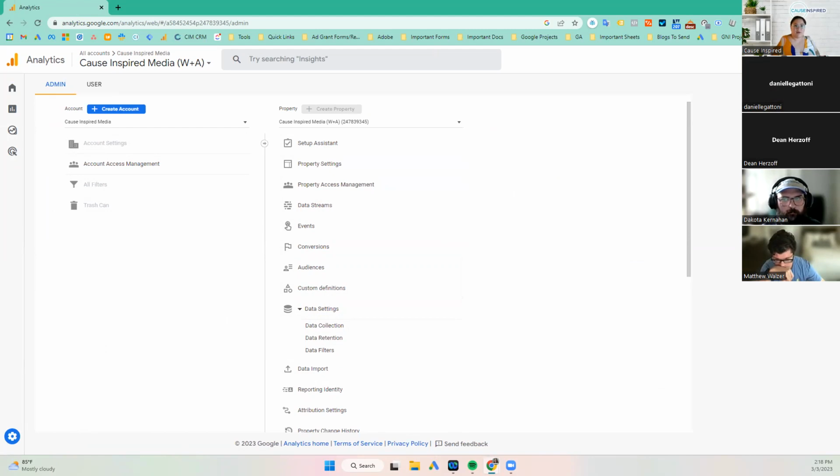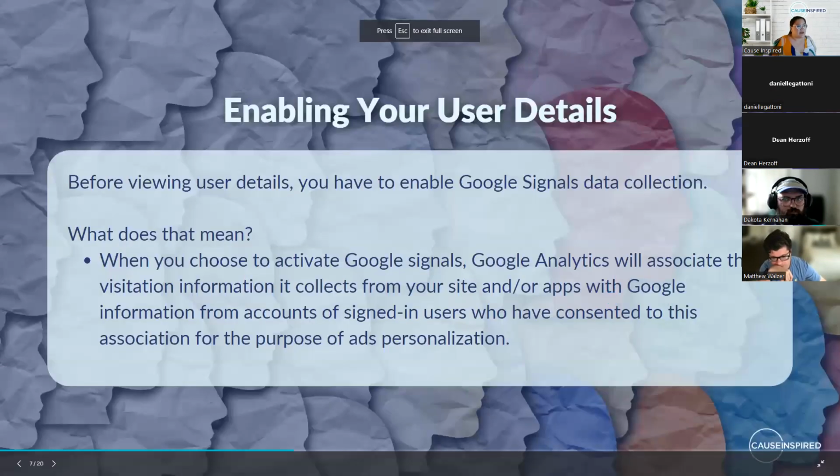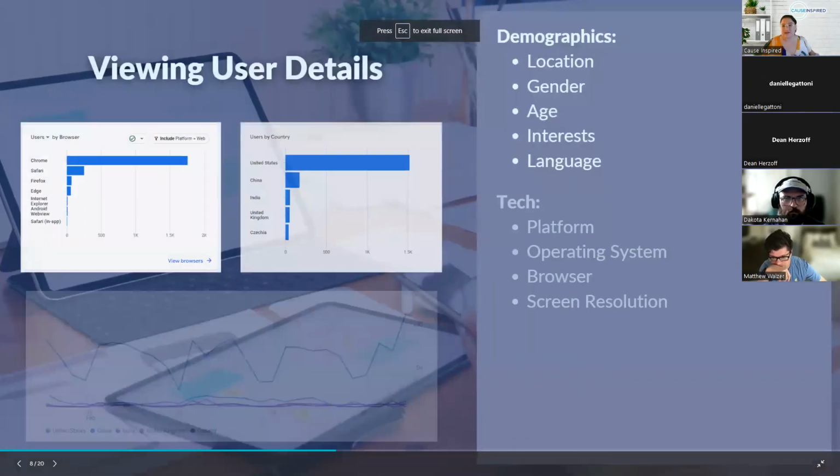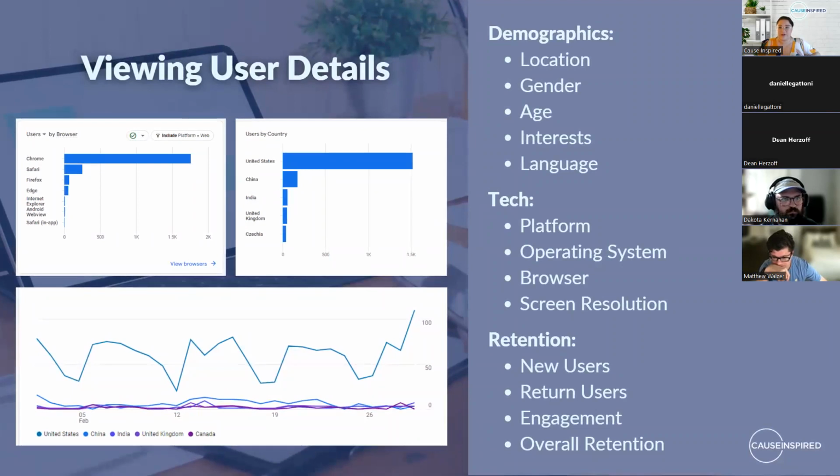Okay, so now that you have enabled your Google Signals, you can start to access tons of information about the users that are going to your website with their consent, of course. And this is where we're going to dive into viewing user details. And this is kind of the second to last portion of reviewing navigation.